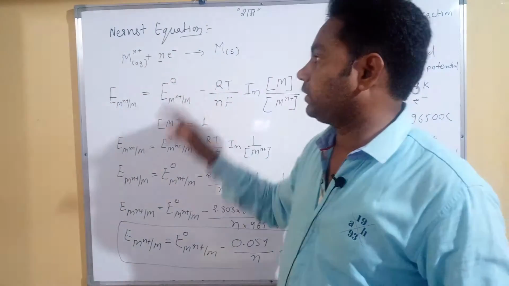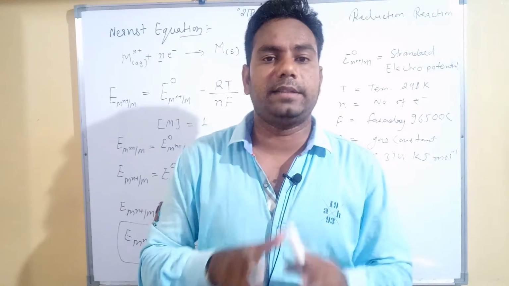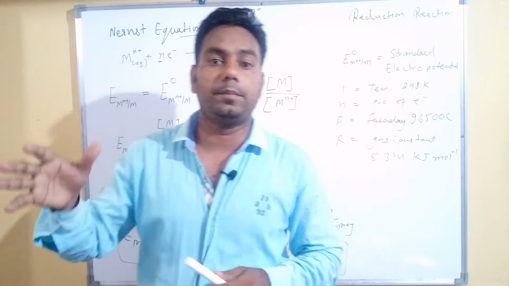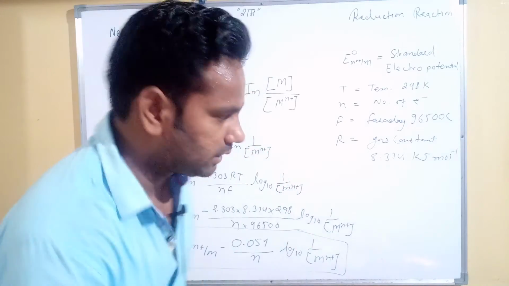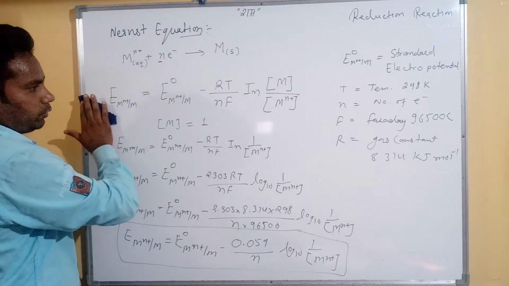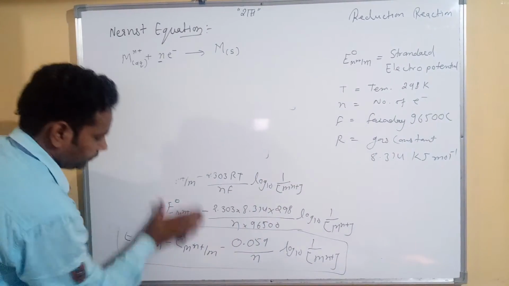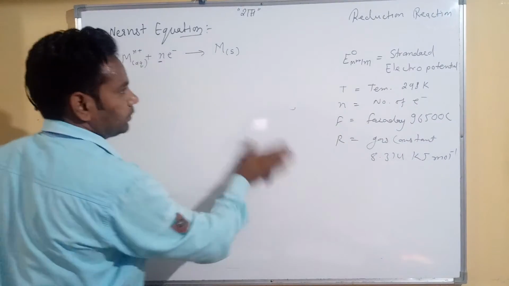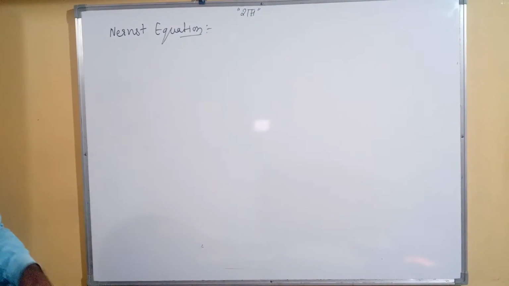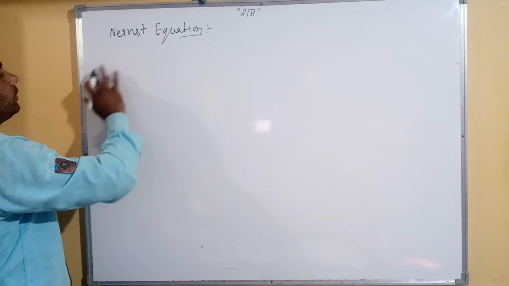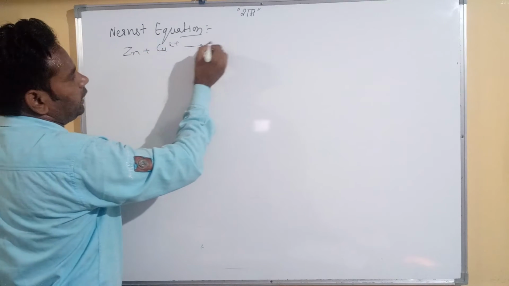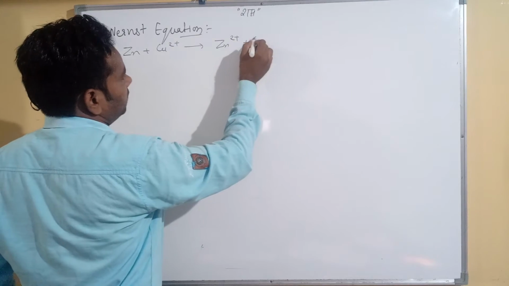We solve the Nernst equation for the Daniell cell. You know the Daniell cell: the cathode is made of copper and the anode is made of zinc. So we start the Nernst equation for the cell. We know the equation for the Daniell cell: Zn plus Cu2+ converts into Zn2+ plus Cu.